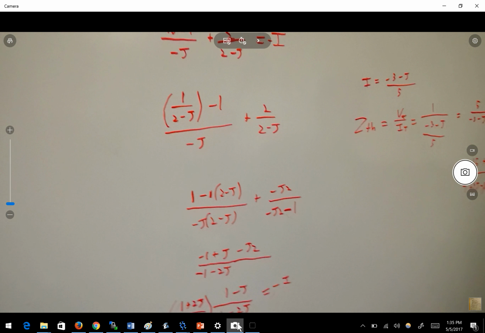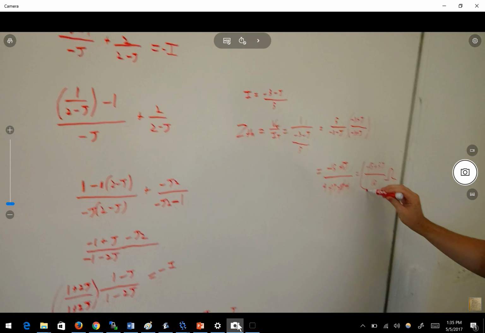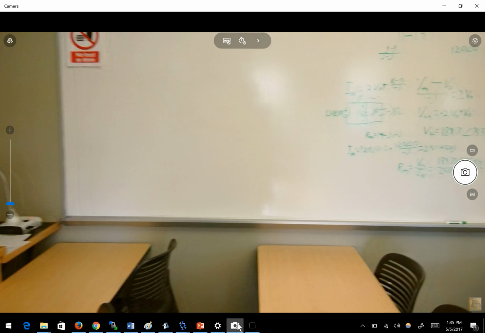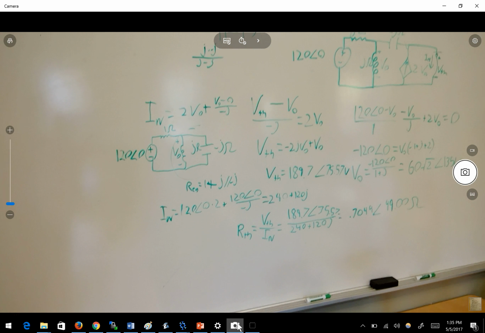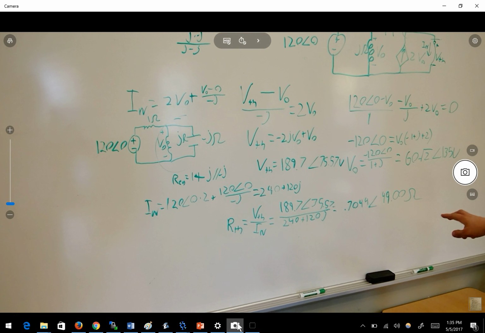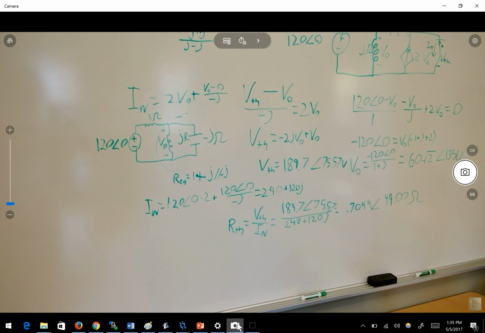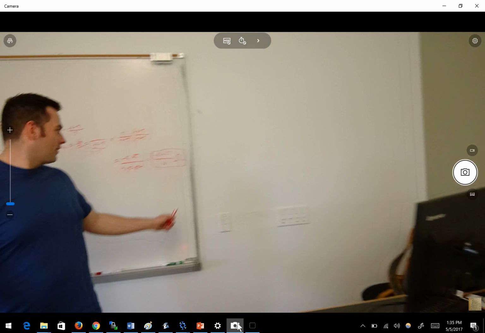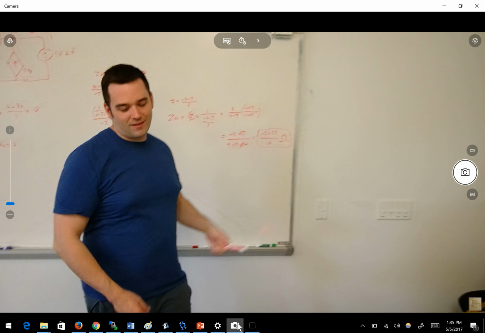So what did you get for Z Thevenin, Duncan? Let's just see if you guys have consistency, because we don't have any intermediate values here. Yeah, we don't, and you should agree. What'd you get? 0.7 with an angle of 49 degrees? What'd you guys get? We left it in complex. Can you turn it into polar form, just so we can compare?